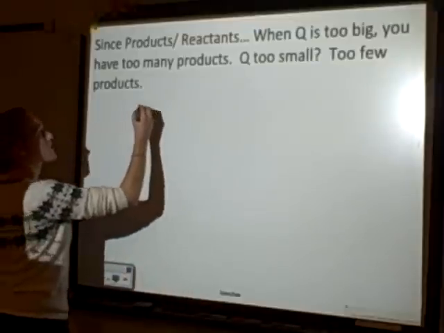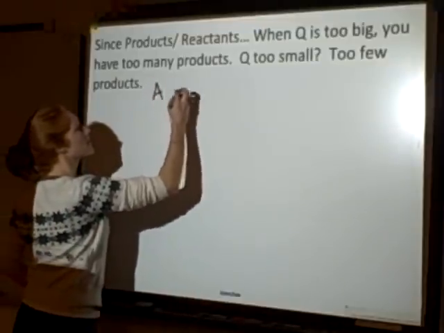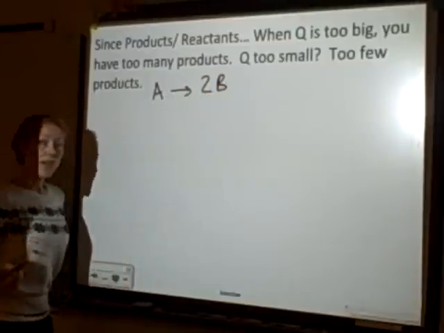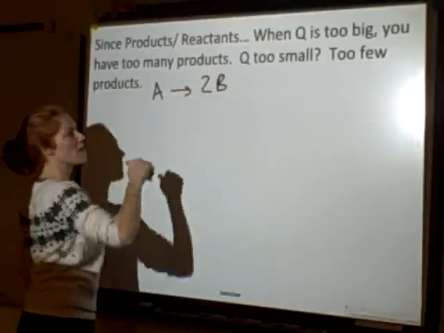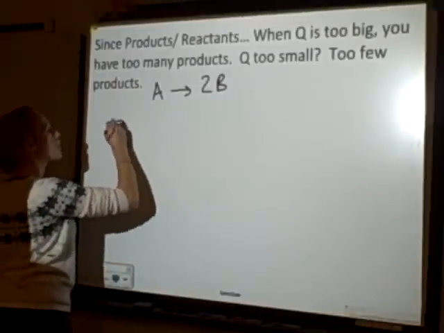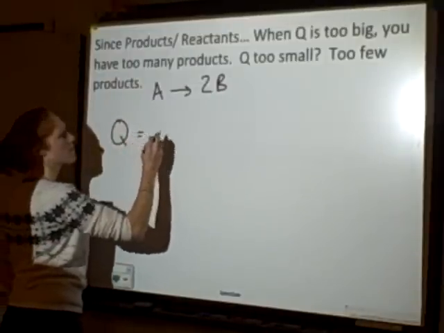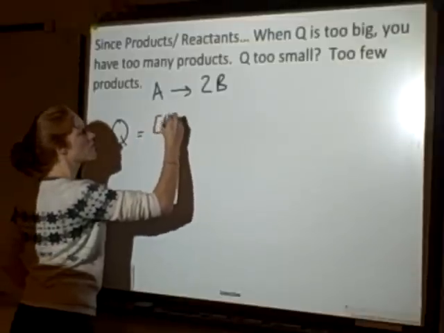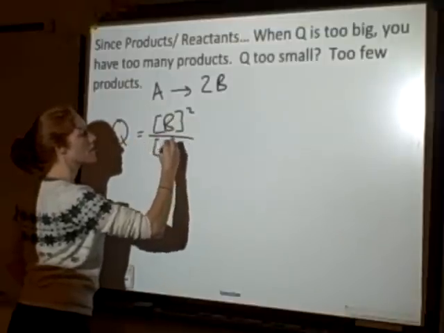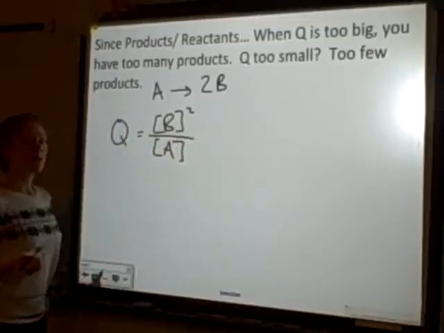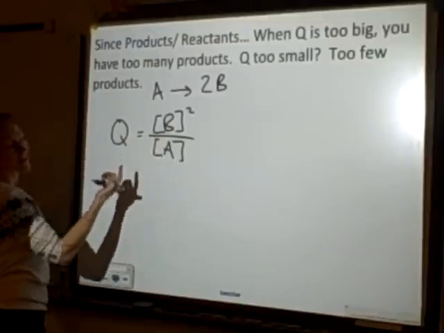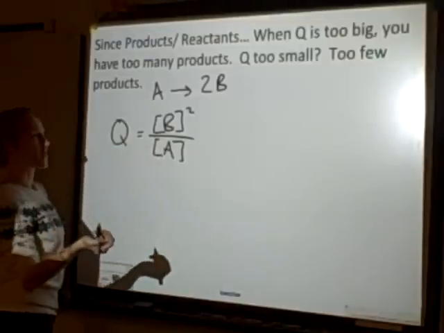Let's say that I have this reaction where A is turning into 2B. I know the K expression is going to be B raised to the power of 2 divided by A, using concentrations. Q is the same thing. I'm questioning, if I plug in the current concentration of B raised to the power of 2 divided by the current concentration of A, am I at equilibrium or not? So I get this value, and you can see if Q equals K, yes, you're at equilibrium.